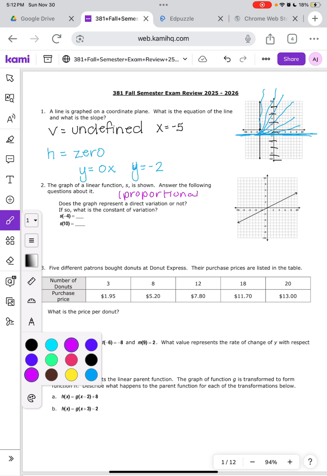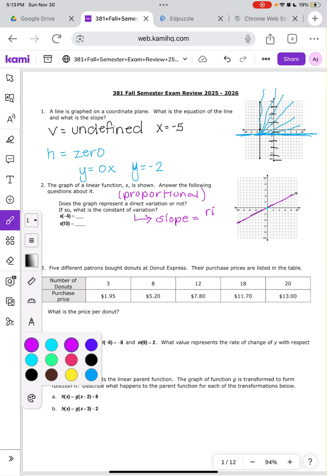And what does proportional mean? Straight line that goes through the origin. Okay, that goes through the origin. Boom. Is that a straight line that goes through the origin? Yes, so it is proportional. It says, if so, what is the constant of variation? Constant of variation is another way of saying slope.